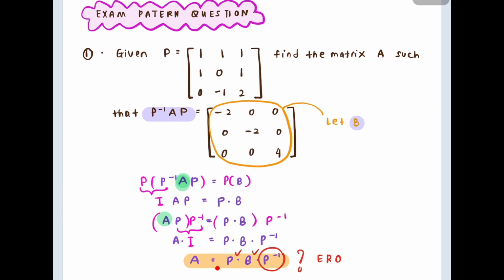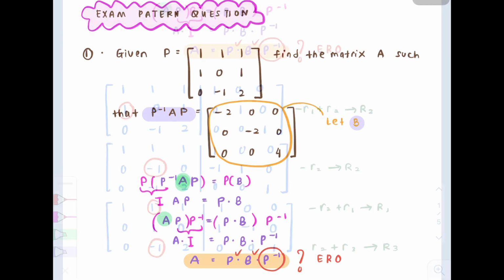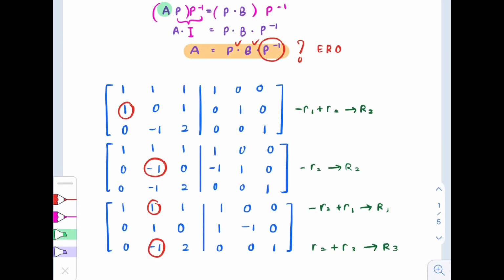So A is equal to P, B, P inverse. So we already have P from our question. We already have B also from our question. So the one missing is just P inverse. So in order to solve for this equation here, we need to find P inverse first. There is no condition to find P inverse, so let's just use ERO as what we usually do.